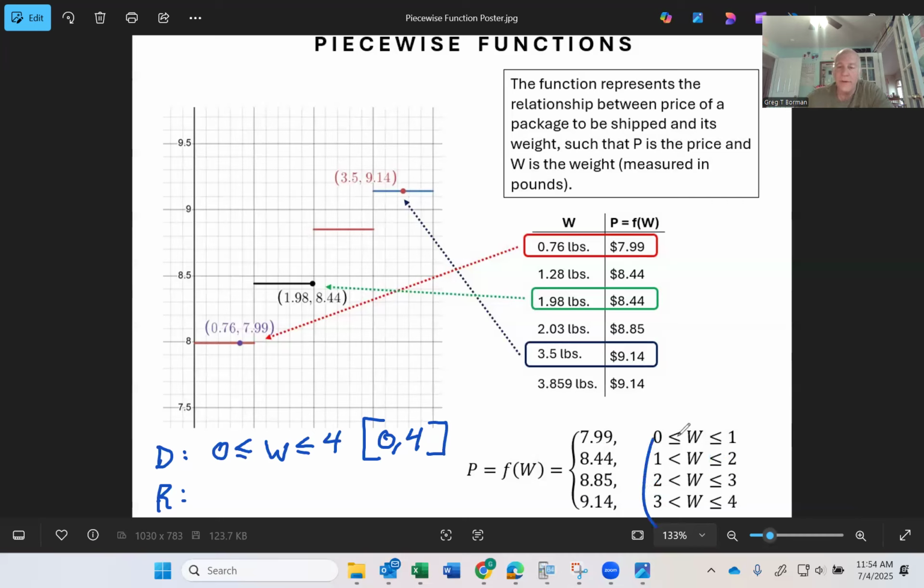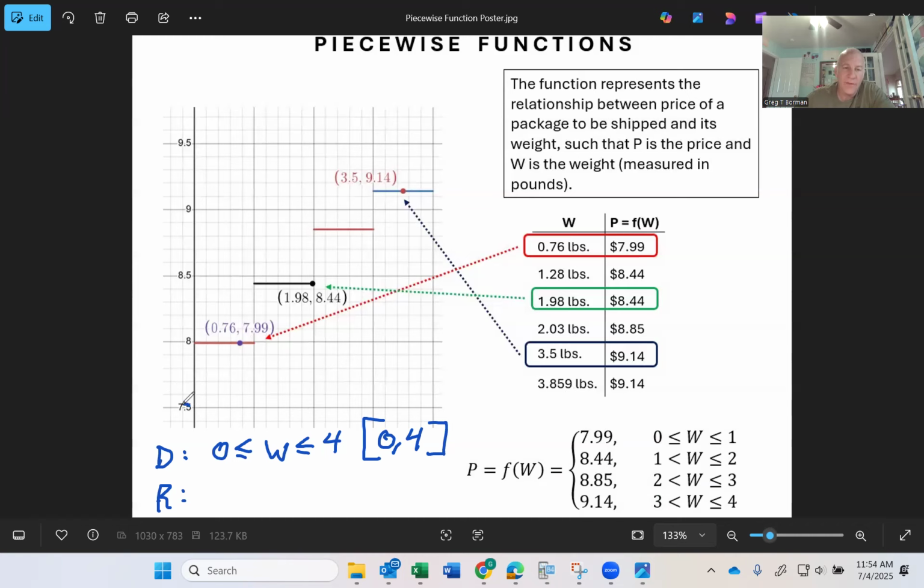So domain is not too bad for piecewise functions because it's always just given to you. What about the range? Now the range we have to think about just a little bit, and I think the easiest way to do it is to look at the graph. If you look at the graph, what y values are being used?